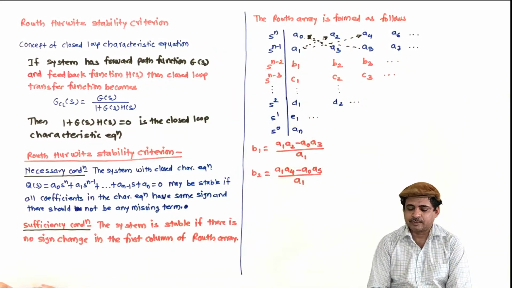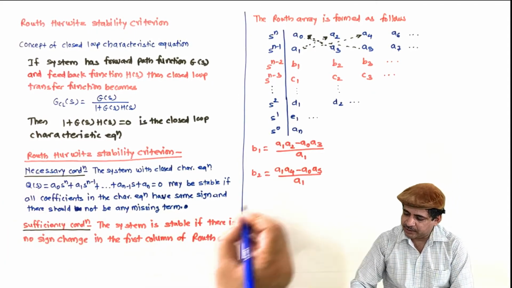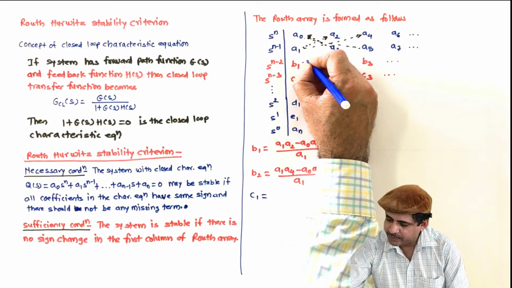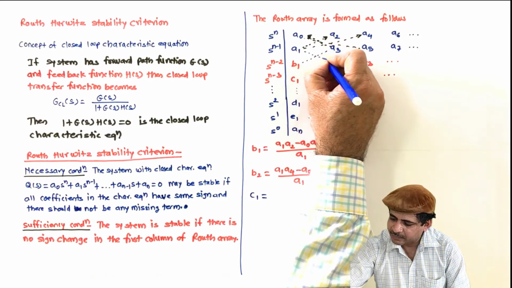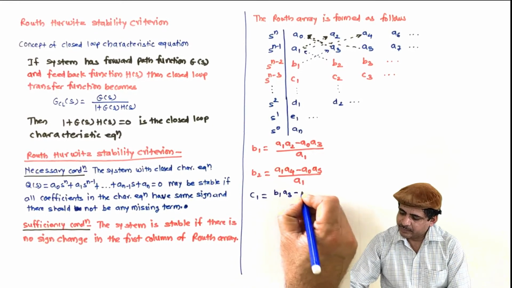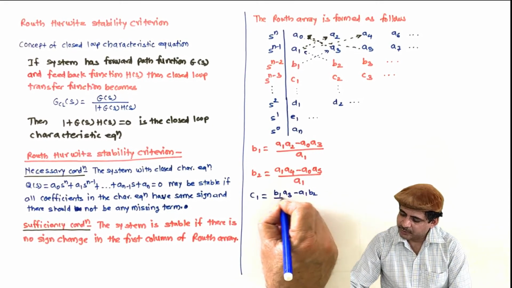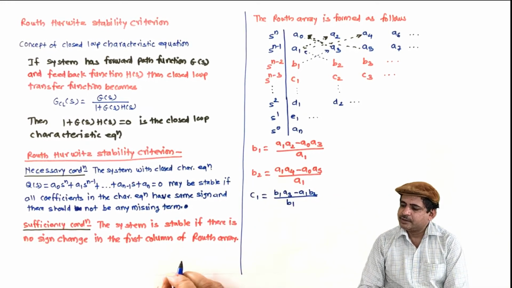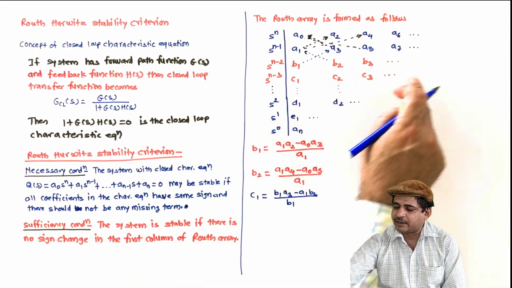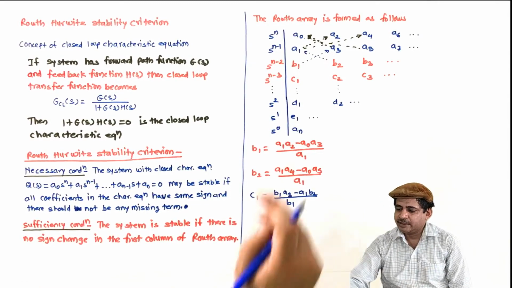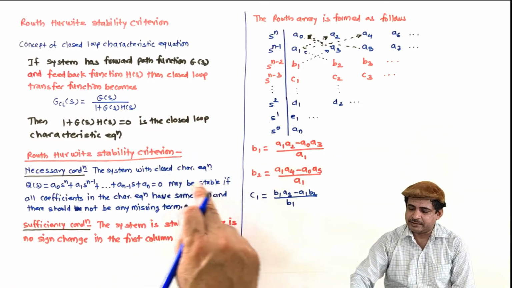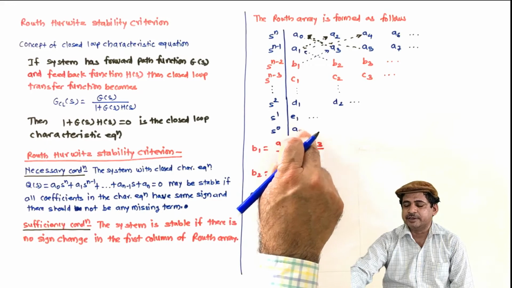Then the same procedure is followed, and while calculating C1, it will be B1 A3 minus A1 B2 divided by B1. Similarly, C2 will be B1 A5 minus A1 B3 by B1. This will be calculated, and the same procedure will proceed further till we get the last element. And this last element is always an. This an in the characteristic equation, it will come here.